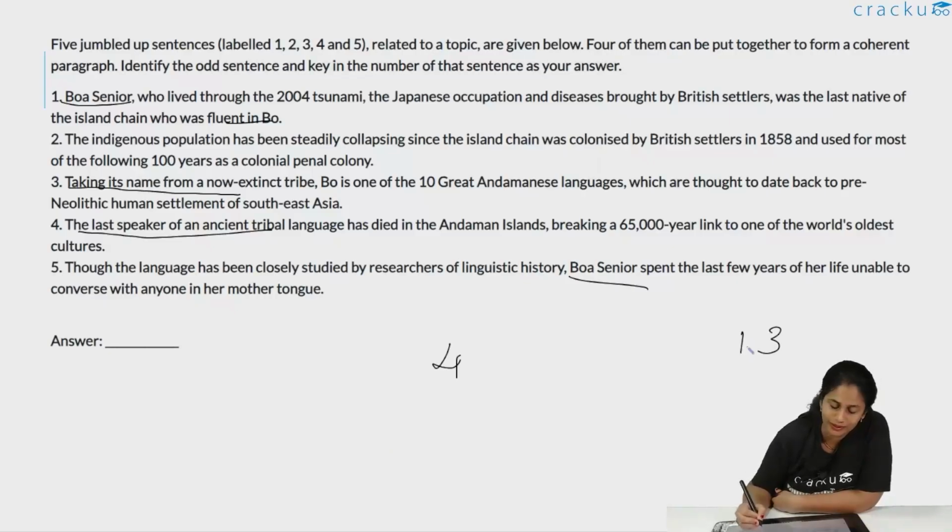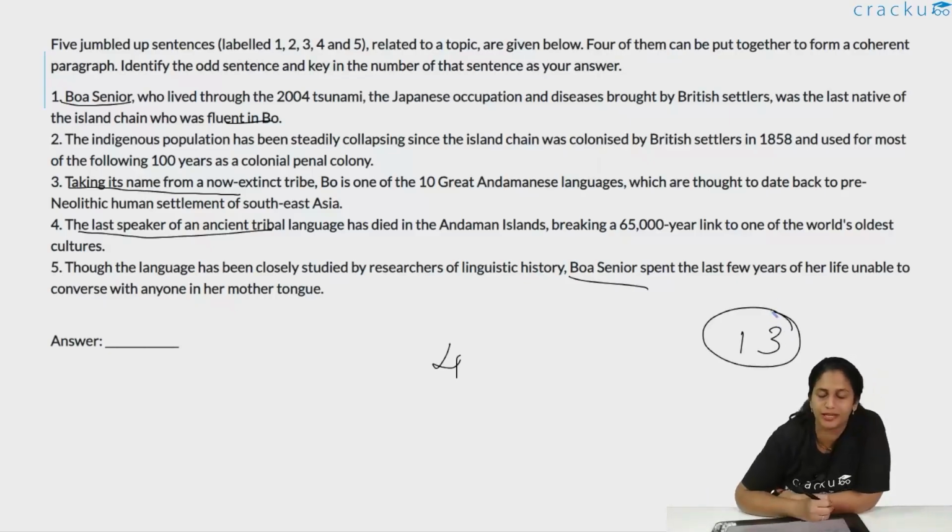Only 1 can actually precede 3 because in this, Boa Senior is introduced, who she was, the last native of the island who was fluent in Bo, and this is then added to in 3 by saying that taking its name from the now extinct tribe, Bo is one of the 10 great Andamanese languages, which dates back to the prehistoric pre-Neolithic human settlement. So 1, 3 essentially forms a pair. 1 tells you that Boa Senior was fluent in Bo. Bo is one of the 10 great Andamanese languages. Now, essentially, Boa Senior was the last person who was speaking Bo. This is introduced in 4.